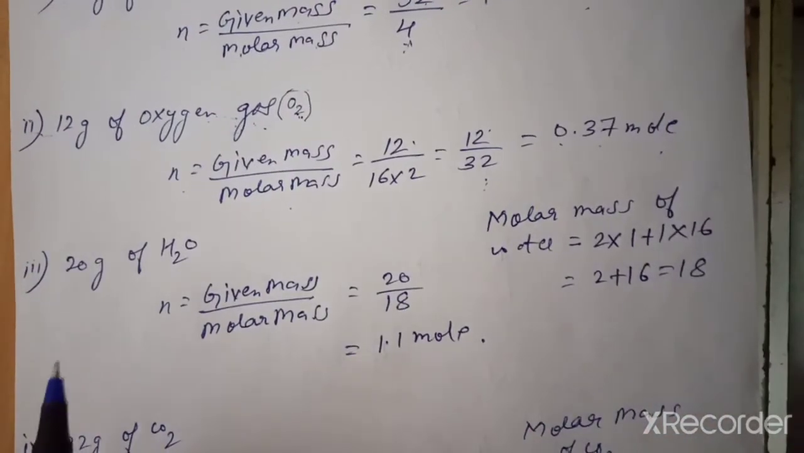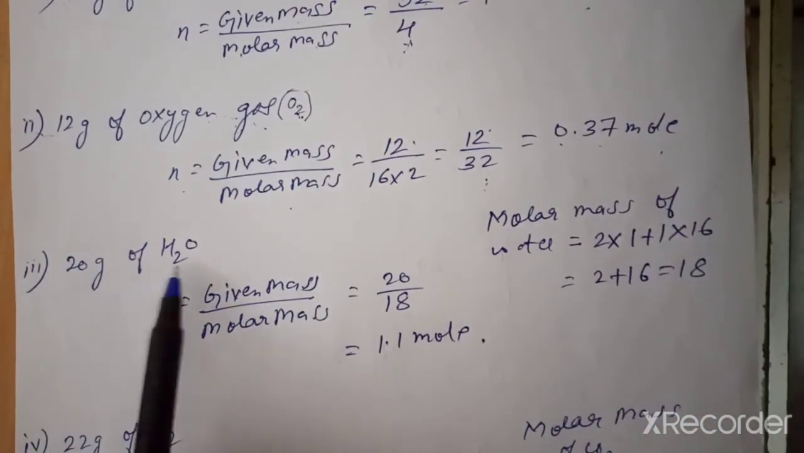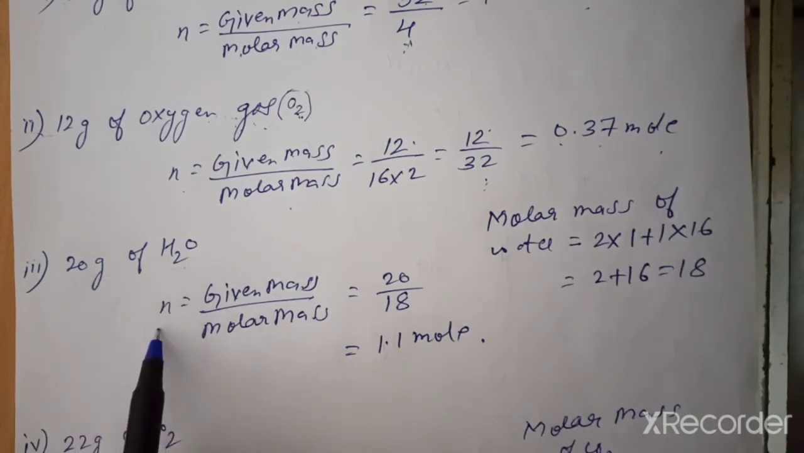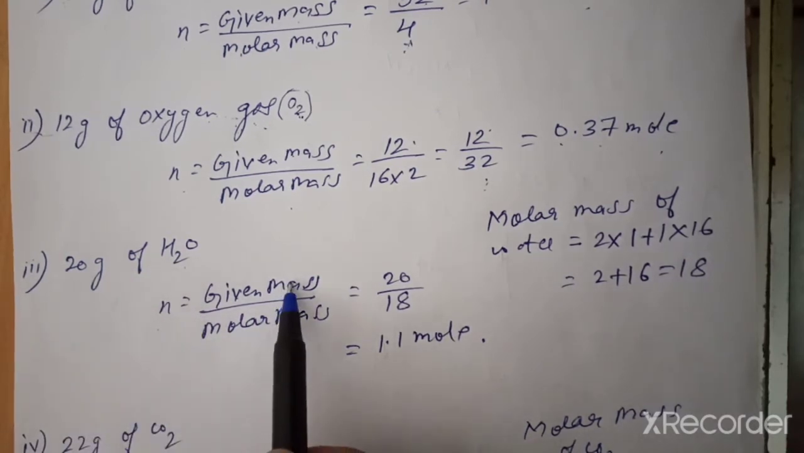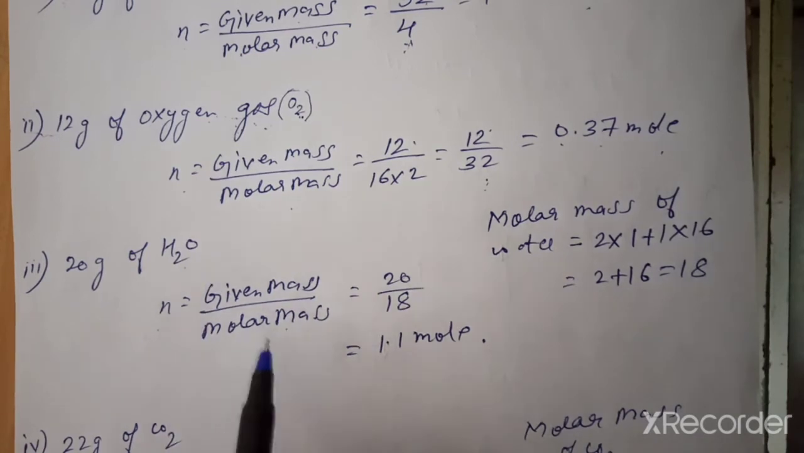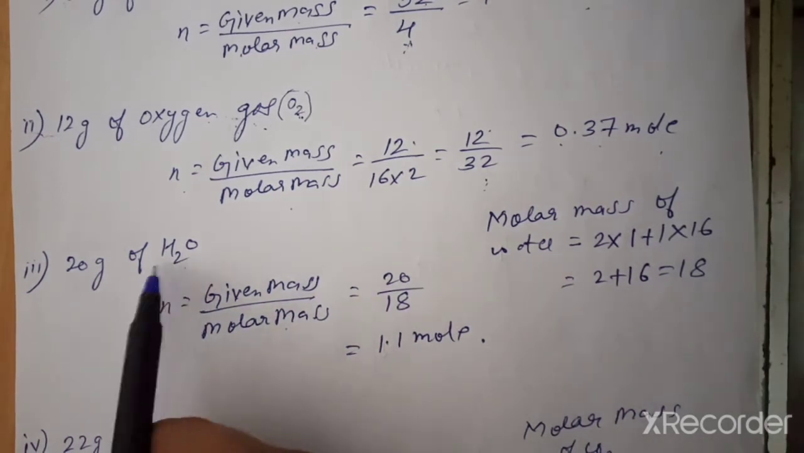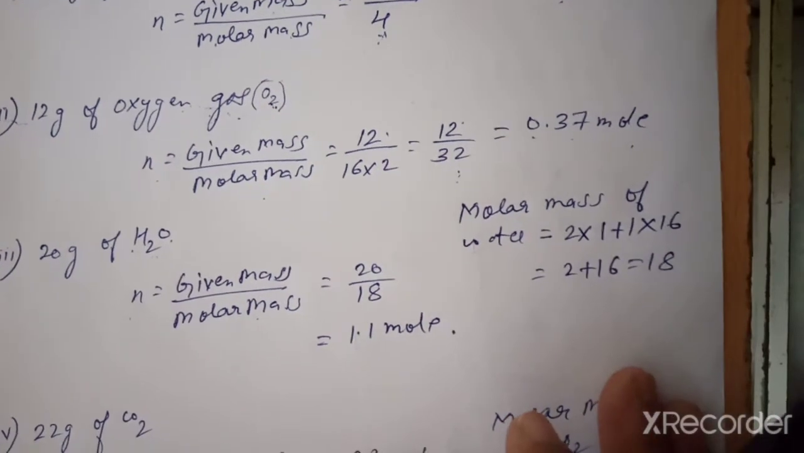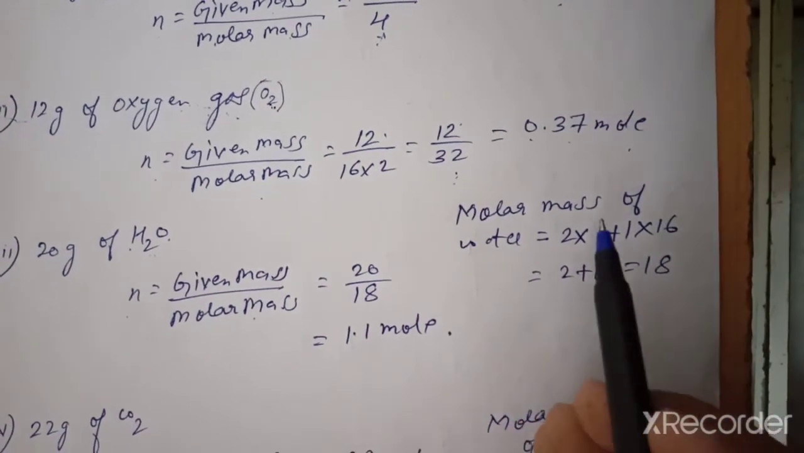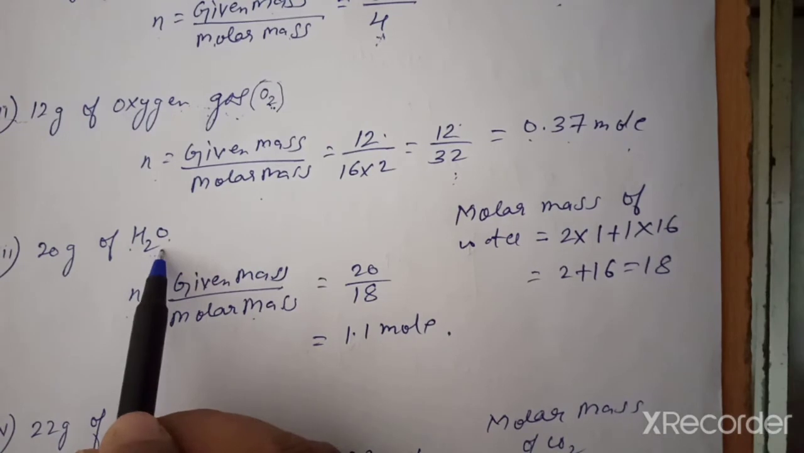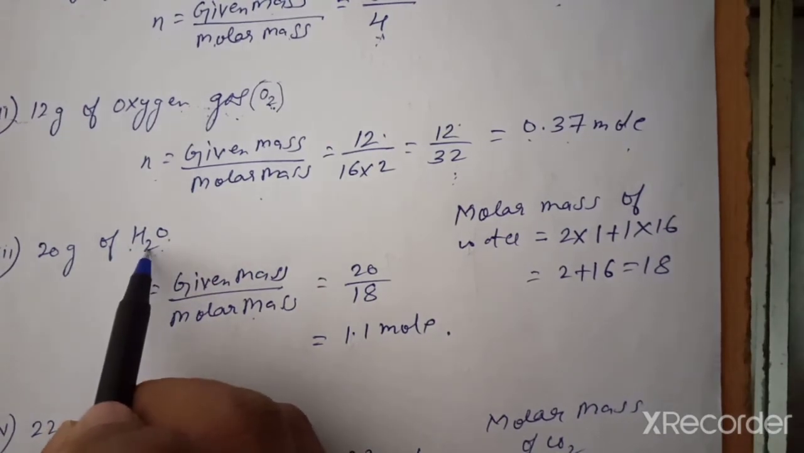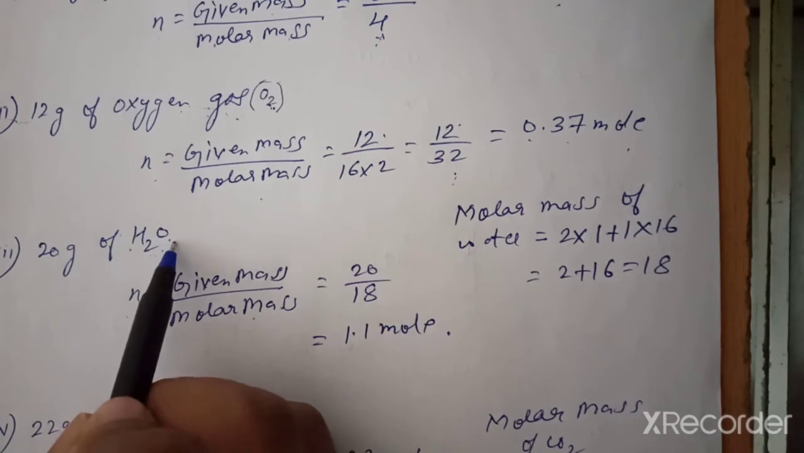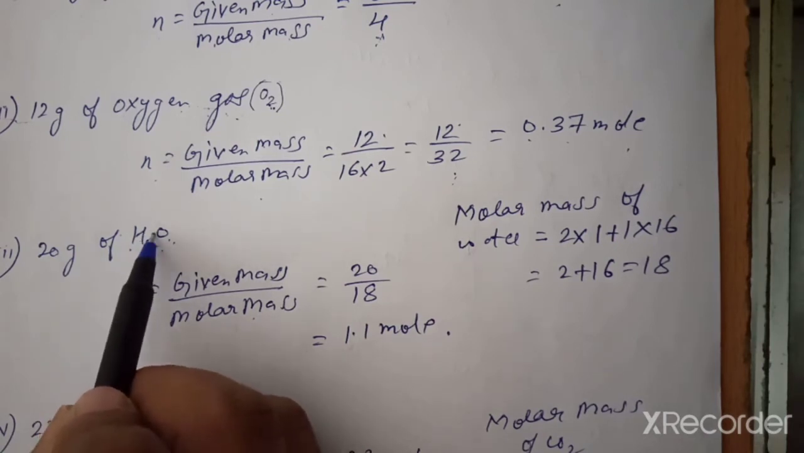Now next, 20 gram of water. Again in this question we have to calculate the number of moles. For the number of moles we use the formula given mass upon molar mass. Here the molar mass of a single atom is not given; it is H2O, a compound. So first you have to calculate the molar mass of water. How do you calculate it? The number of atoms multiplied by atomic mass, plus the next number of atoms multiplied by atomic mass.